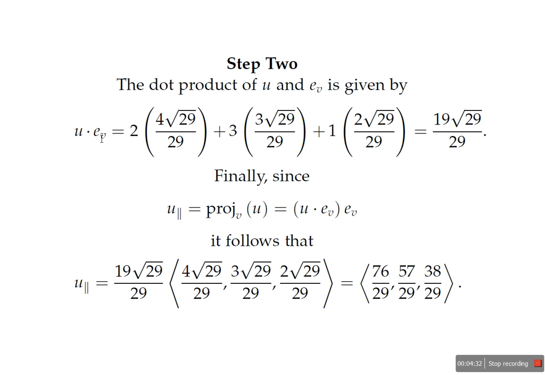Once you obtain the dot product, then all you have to do is scale the unit vector pointing in the direction of V by the scalar here. By scaling the unit vector pointing in the direction of V by 19 times square root of 29 over 29, we obtain the vector of components 76 over 29, 57 over 29, and 38 over 29. Again, you might want to pause the video for a few minutes and check these computations for yourself.